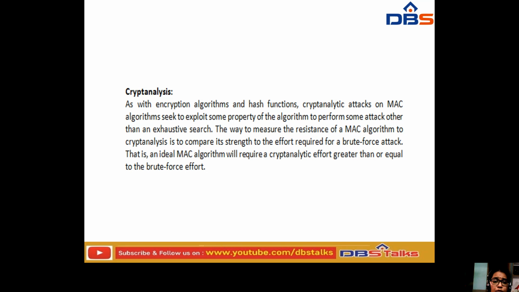As with encryption algorithms and hash algorithms, the cryptanalytic attacks on a MAC algorithm seek to exploit some property of the algorithm to perform this type of attack. An ideal MAC algorithm requires a cryptanalytic effort greater than or equal to the brute force effort.